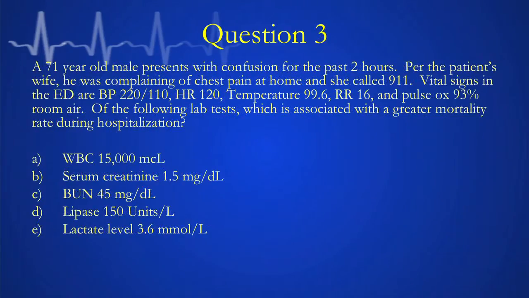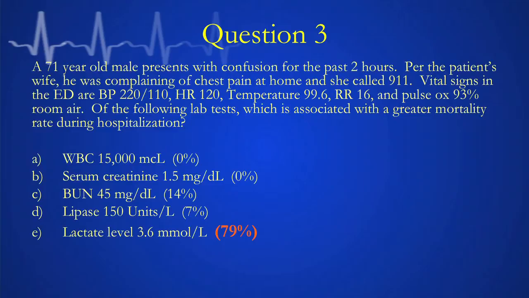One more question for this part. A 71-year-old male presents with confusion for the past 2 hours. Per the patient's wife, he was complaining of chest pain at home and she called 911. Vital signs in the ED are as listed there. Of the following lab tests, which is associated with a greater mortality rate during hospitalization? Is it A, the white blood cell count of 15,000, the serum creatinine of 1.5, BUN 45, lipase 150, or lactate of 3.6? All right, so most people think E, a couple people with C and D.